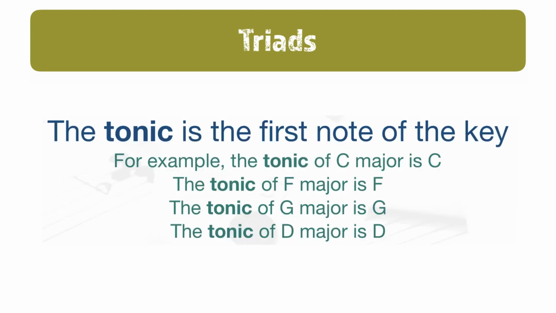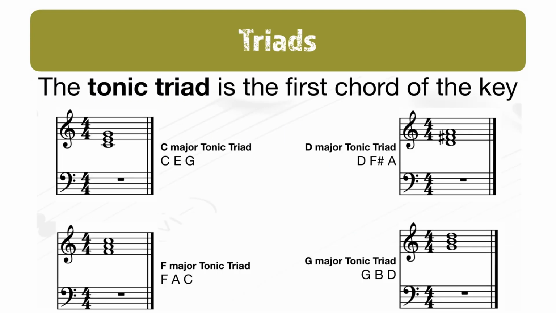The tonic is the first note of a scale, so the tonic of C major is C. The tonic of G major is G. If we hear the term tonic triad, this means play the first chord of that key. For example, a tonic triad of F major is a chord that contains the notes F, A and C.